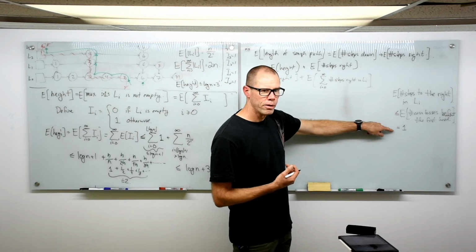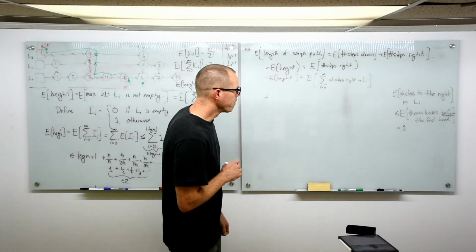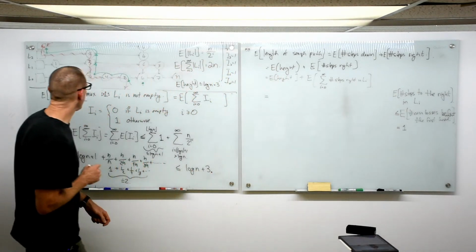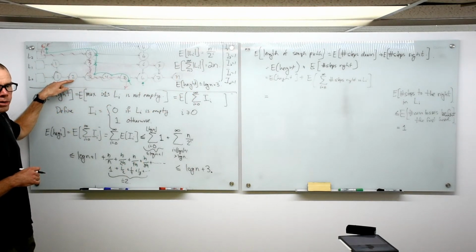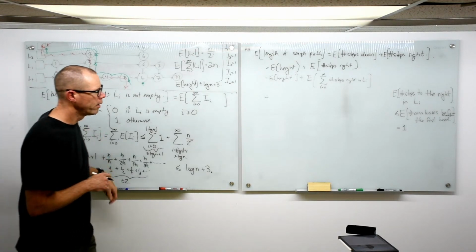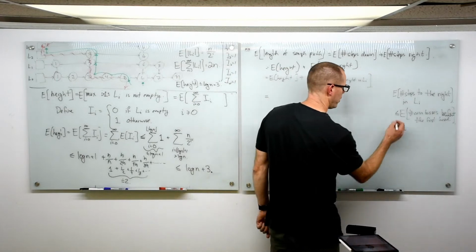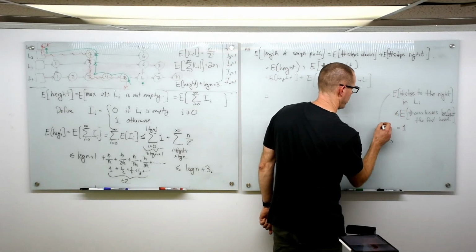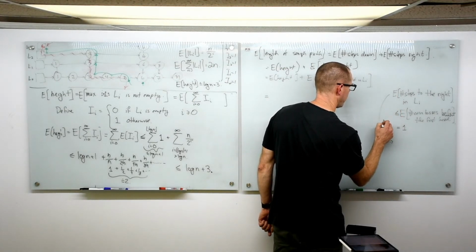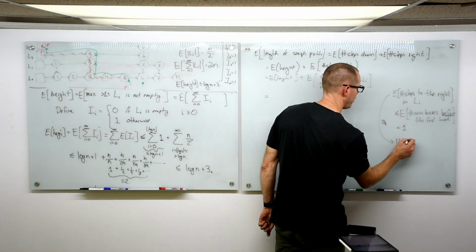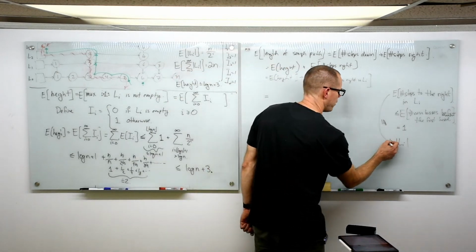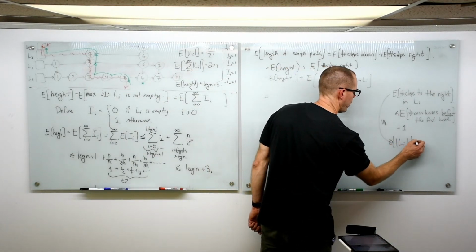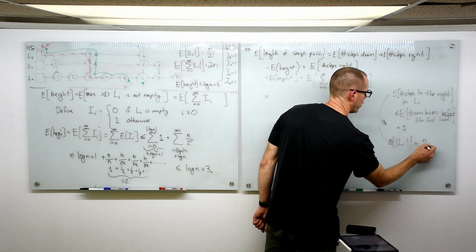But there's another bound, which is the number of steps that I can take in Li to the left is not more than the number of nodes in Li. So it's not more than the size of Li. So this is also less than or equal to the size of Li, or the expected size of Li, which we know is less than n over 2 to the i.